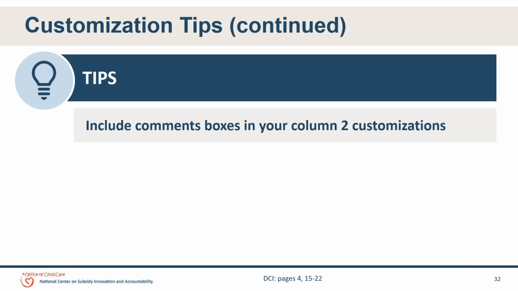Next tip is to include comment boxes in your customizations for column 2. Comment boxes are a really great thing to have so that reviewers can record information that might not be captured by other items in the column.